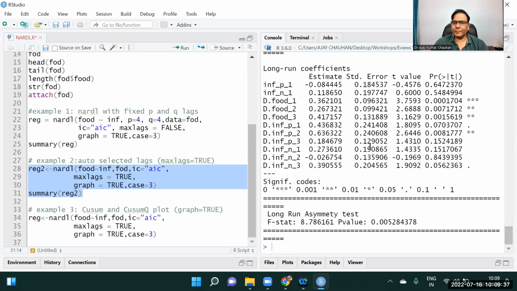So this is the result we can show in the paper, that in this case, the long-term effect is asymmetric. So we should not apply the ARDL model, rather we apply the NARDL model. And after that, you can report the graph.